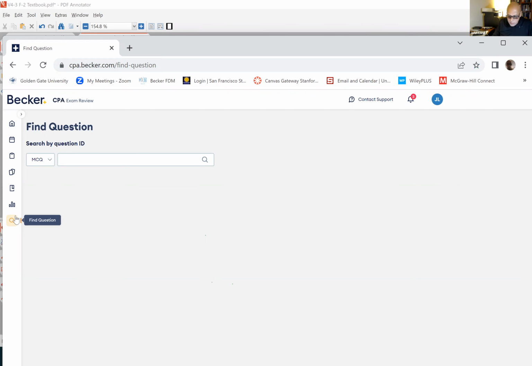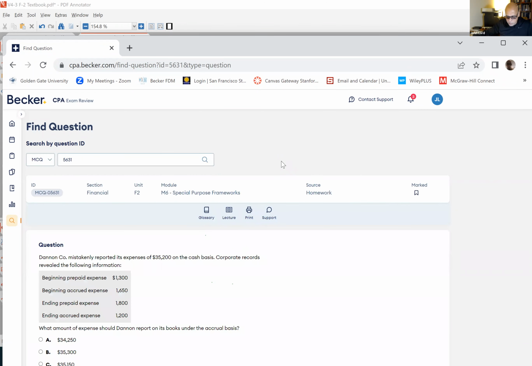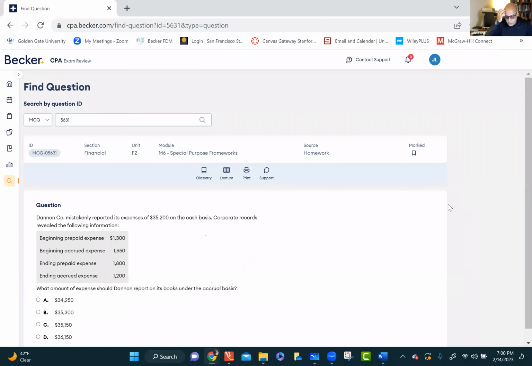Question I want to look at is 5631, which I had written down there as a reference. Okay, and they give me the whole thing on my screen here. They say that they mistakenly reported expenses on the cash basis, and they want to correct it to the accrual basis. So I'm going from cash to accrual, and I'm going to turn to the rules that are on this flashcard.